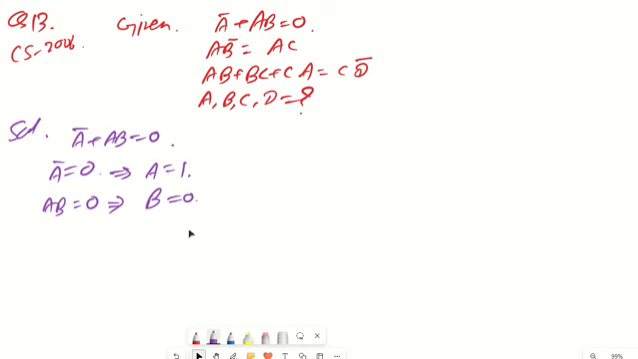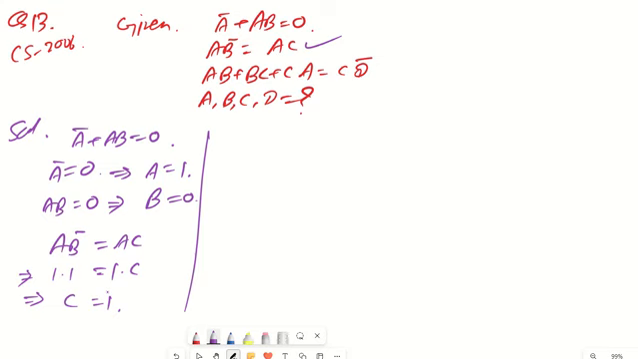Now let us see the second expression. AB bar is equal to AC. So if I put the values of A and B that we have got, we can see 1 into 1, right? Because B is 0, so B bar will be 1. A was 1, right? Is equal to 1 into C. So this is how we are going to get C is equal to 1.